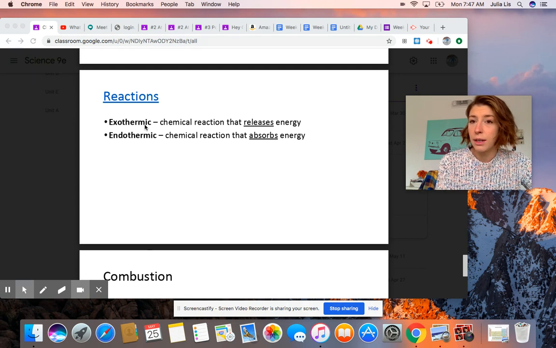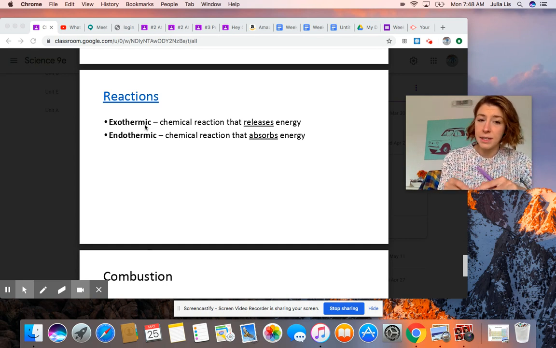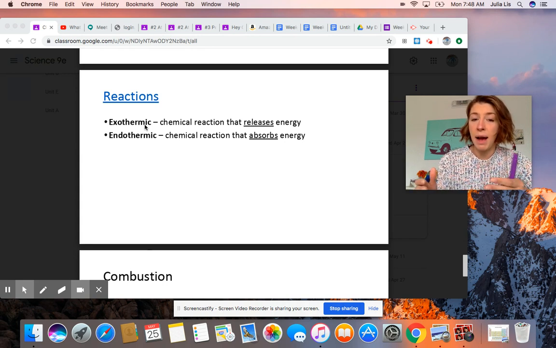Endothermic reactions are a little less common, but we perform them lots in the lab. An example is if you have an ice pack. Those ice packs that you break and then they cool, that's an example of an endothermic reaction. When you break that ice pack, you're actually breaking a barrier inside the pouch, and then two different chemicals bind together and react. We call that an endothermic reaction because heat is actually being absorbed. So it cools off versus heat being released.